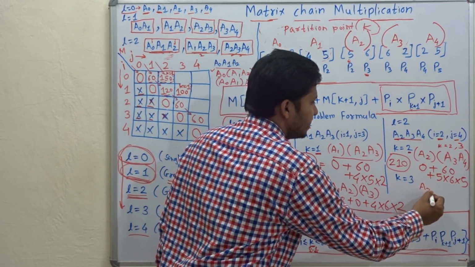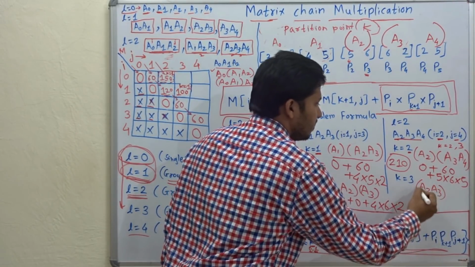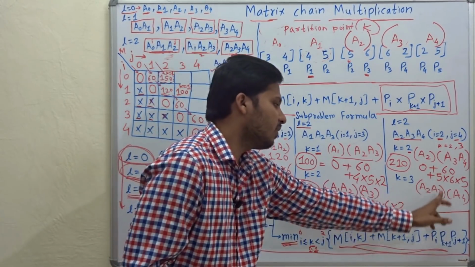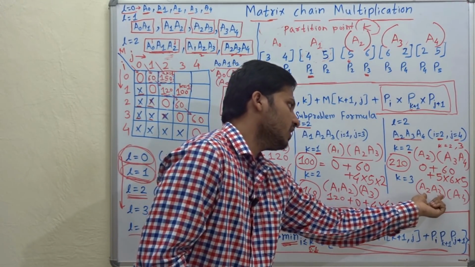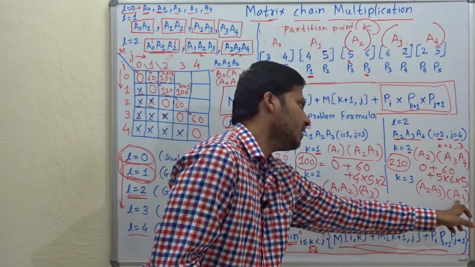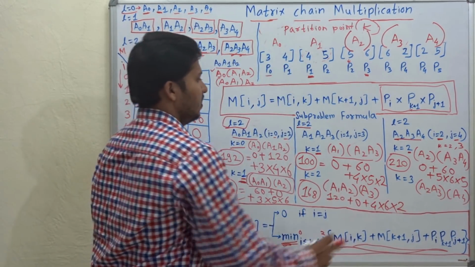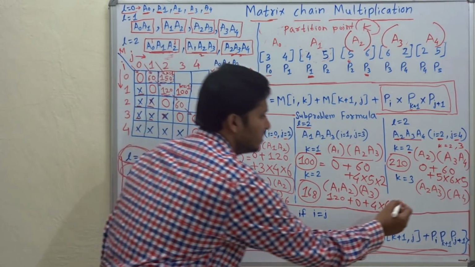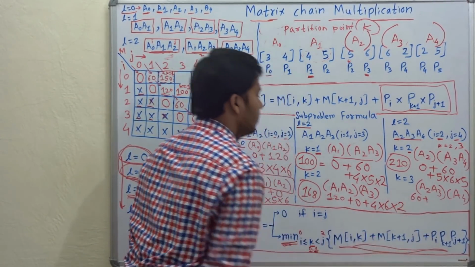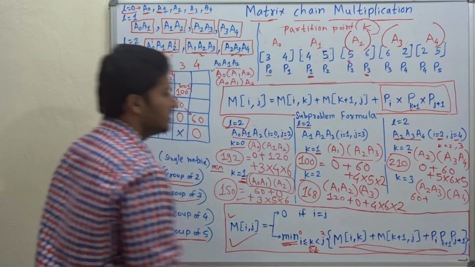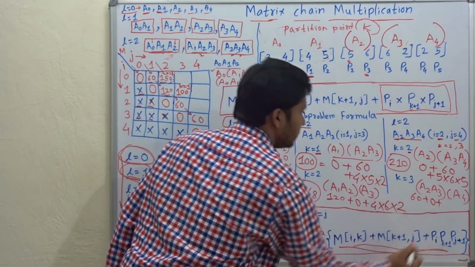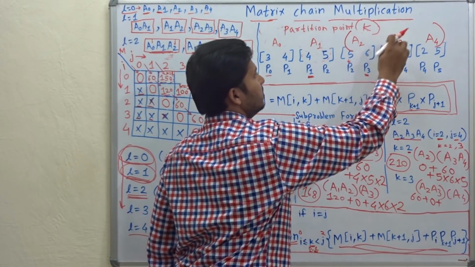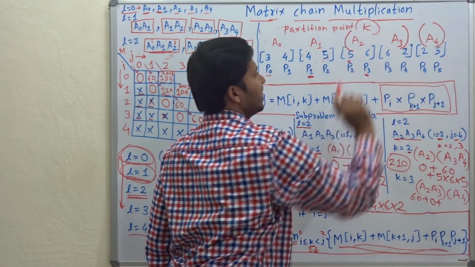Let's go for partition point k equal to 3. So that partition is A2, A3 and then A4. As 3 is the partition point, from A2 to A3 there will be one partition and A4 will be another partition. Now 2 to 3, what is the cost? 2 to 3, that is 60, plus 4, that is 0, plus, for A2 to A3 is one partition and A4 is another partition.